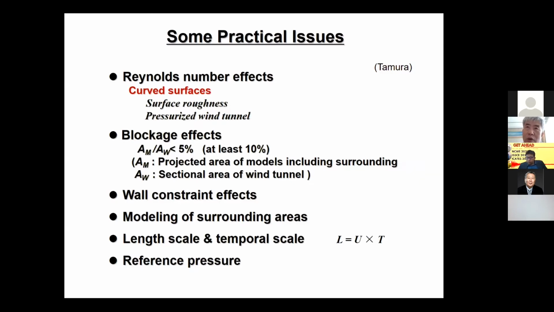You cannot put a very big model inside your wind tunnel because it will change the flow around the buildings. So usually we have a blockage effect. We consider the blockage ratio to be smaller than 5%, or at least smaller than 10%. Here the blockage ratio, we have definitions. And others, we have to consider wall constraint effect and modeling of surrounding areas.